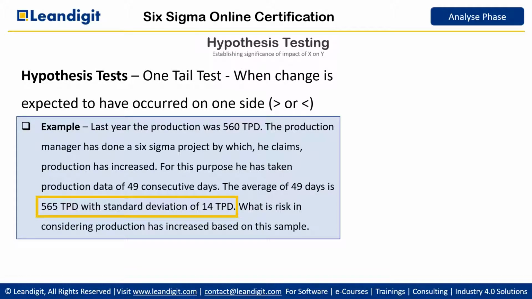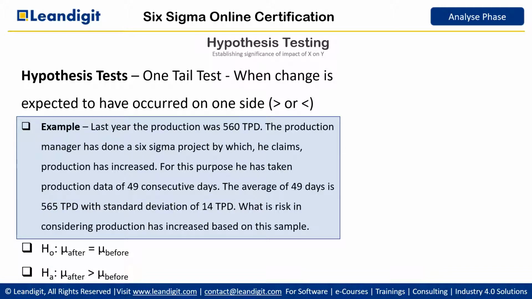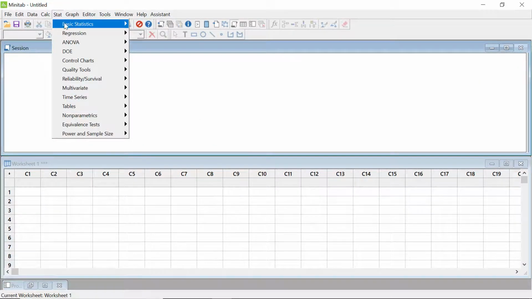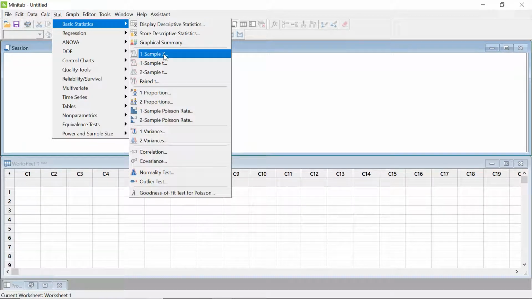So how do we write our null hypothesis and alternate hypothesis? Our null hypothesis is mean after is equal to mean before. That means there is no change. Whereas the alternate hypothesis is mean after is more than mean before. That means the alternate hypothesis is indicating one side tail. That means increase. So we'll go to Minitab. We'll go to Stat, Basic Statistics, One Sample Z.